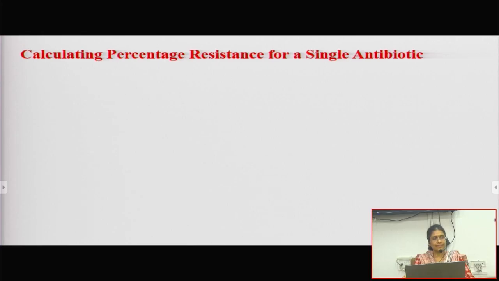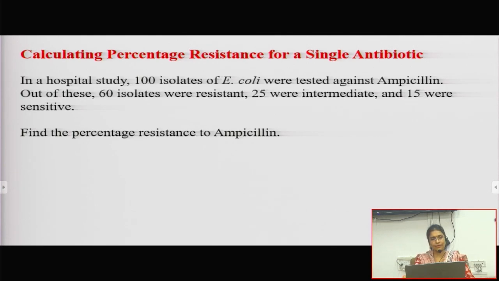Here we have an example. Calculating percentage resistance for a single antibiotic. In a hospital study, this is not from your Excel, this is on the screen here, there are 100 isolates of E. coli which were tested against ampicillin. Out of these, 60 isolates were found to be resistant, 25 were intermediate and 15 were sensitive. So by now you know where such data is coming from, how I could fractionate it into this 60, 25, 15. You must have got an idea of which particular standard I have referenced.